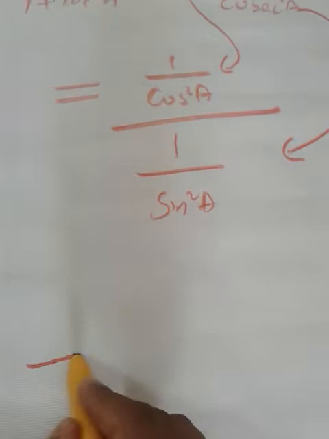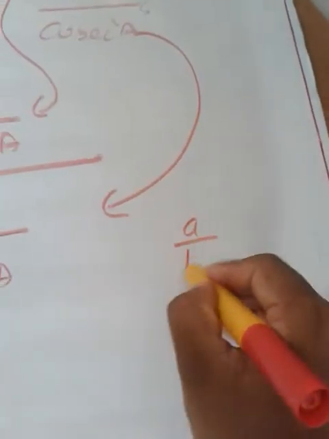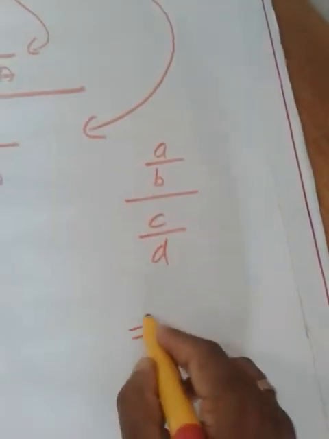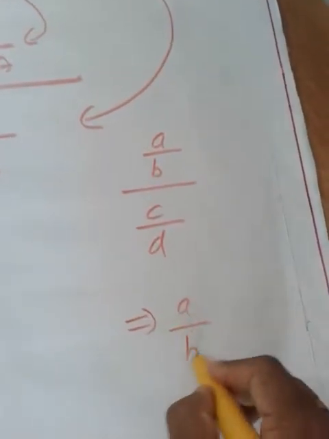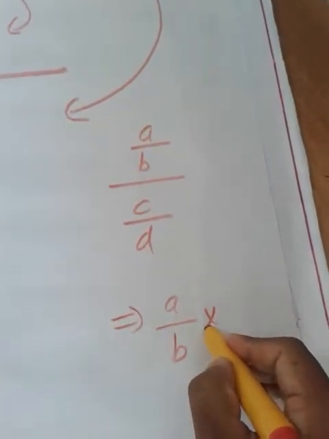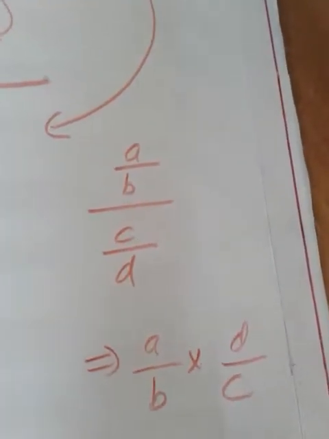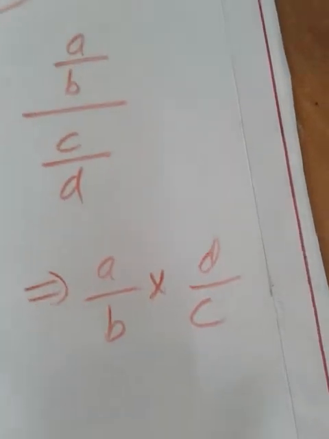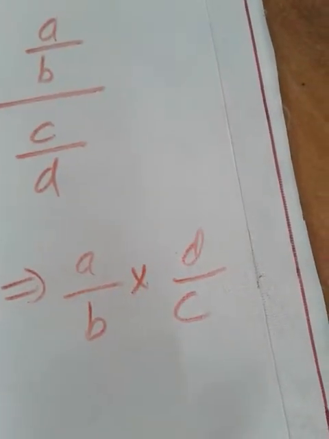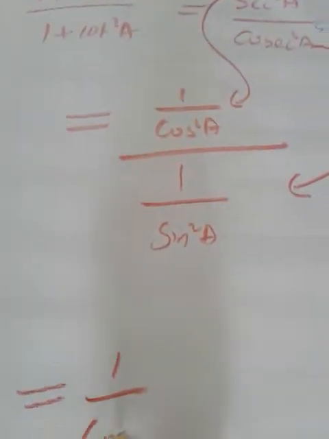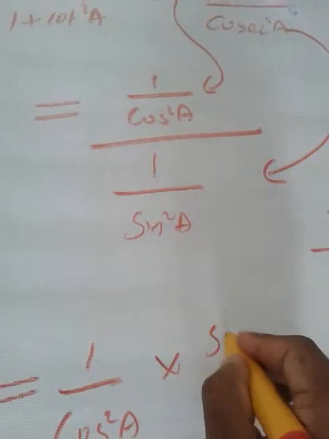Okay. Now let's see what is (A by B) by (C by D). How can you calculate it? We can write it this way: A by B into the reciprocal, D by C. This is the way we use in order to divide two rational numbers. A by B by C by D becomes A by B into D by C. We have to multiply with its reciprocal. So the same method we are going to apply here. 1 by cos square A by 1 by sin square A becomes 1 by cos square A into sin square A by 1.